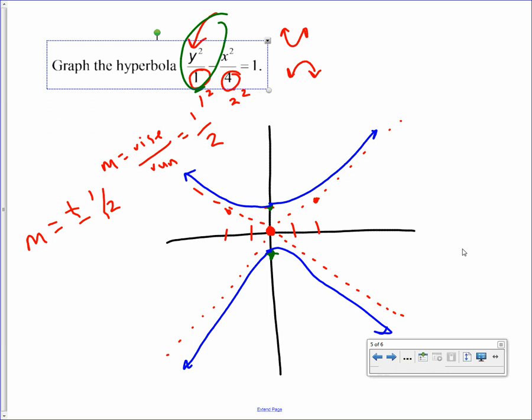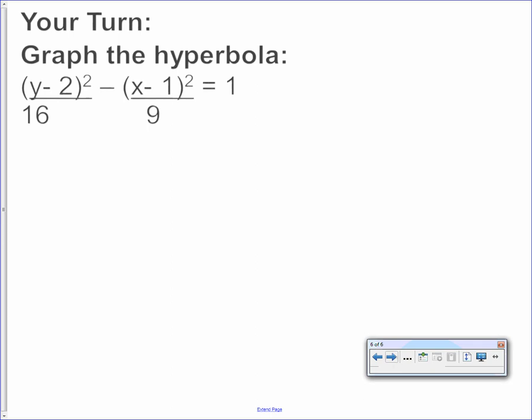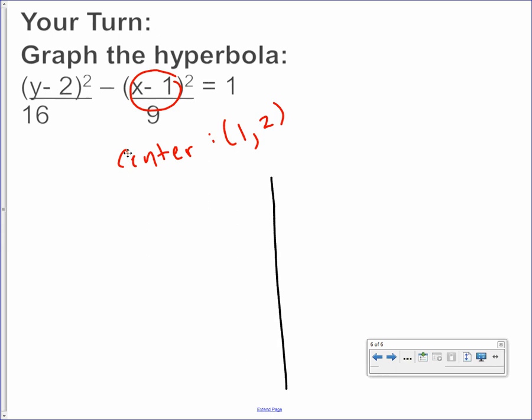So that was a hyperbola centered at the origin. We're going to do one more example together. This time the hyperbola is not centered at the origin. So first things first, what's the center? Remember, everything in the parentheses is backwards. So the x-coordinate, I'm going to look here for the x-coordinate, is actually +1, and the y-coordinate is +2. So I'm going to go to my graph, and I'm going to find +1, +2. That's the center of this hyperbola.